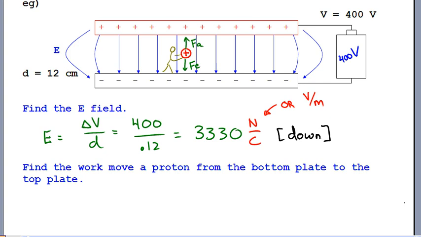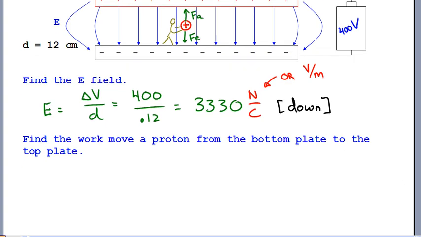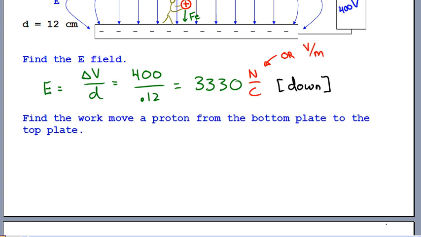Okay, well, what about that little person in there trying to move the proton from the floor to the ceiling, from the bottom plate to the top plate? The good news is the force is constant in this story. It's been a while since we've heard that, right? We've been doing all these questions for a couple of days where the forces were changing, but here they're constant. So we can say the work is just going to be the applied force multiplied by the distance. That applied force is the same size as the electric force, just a different direction, multiplied by the distance.